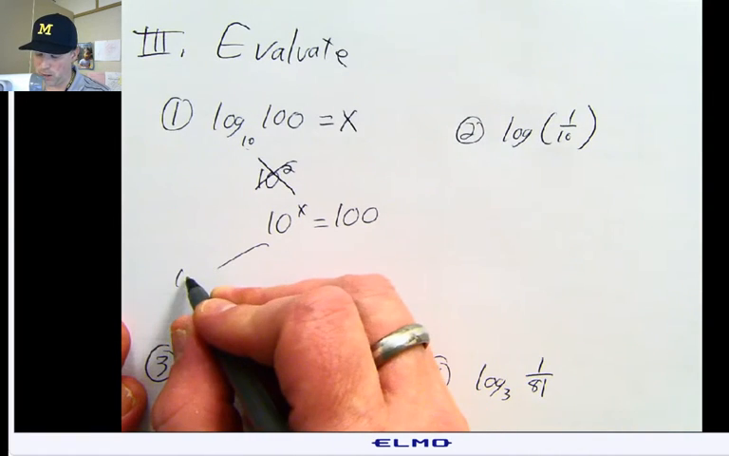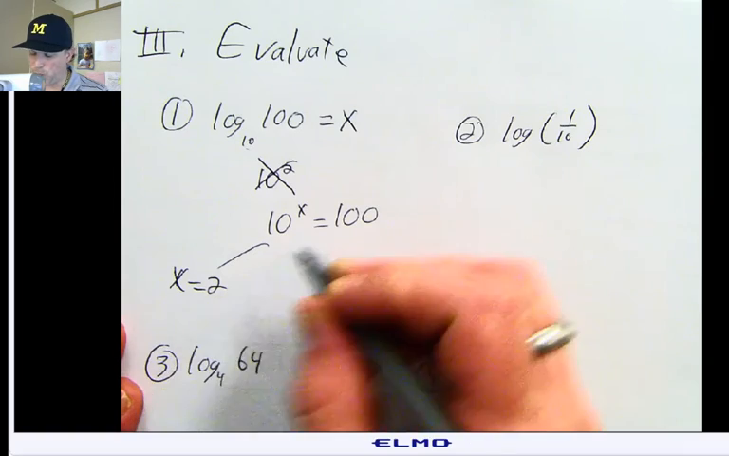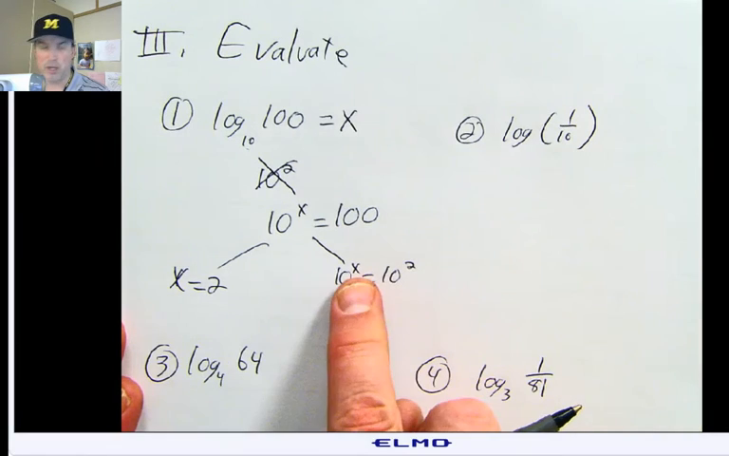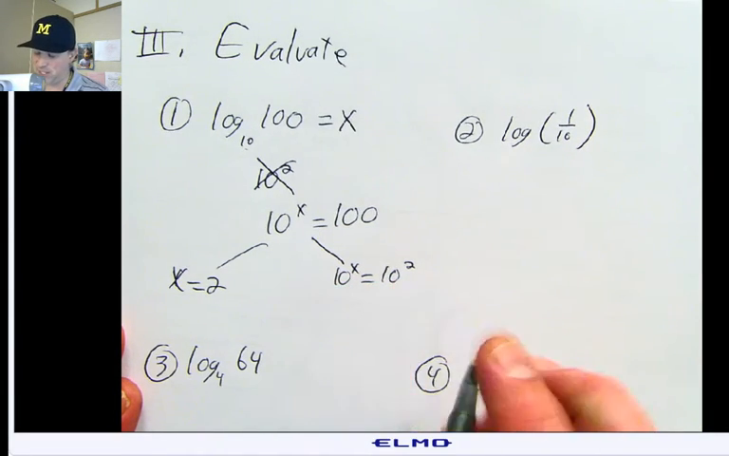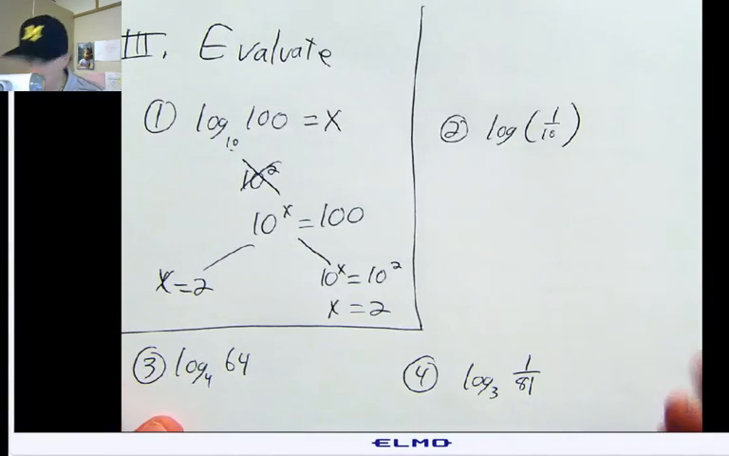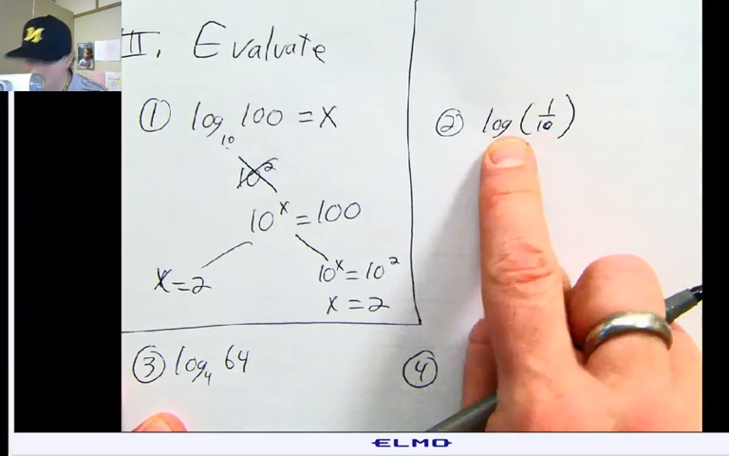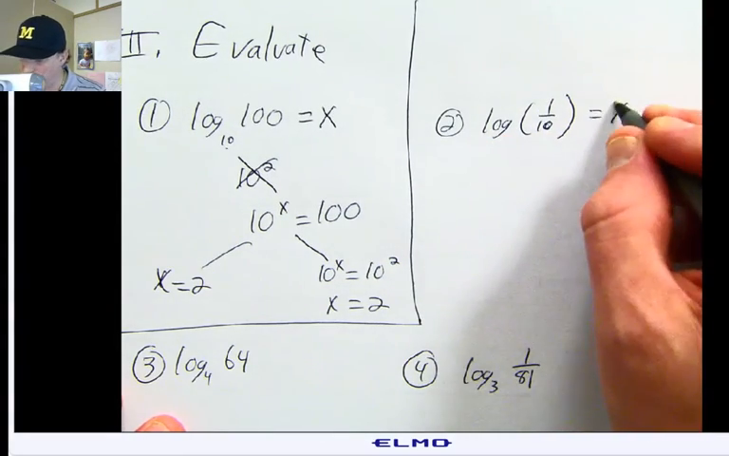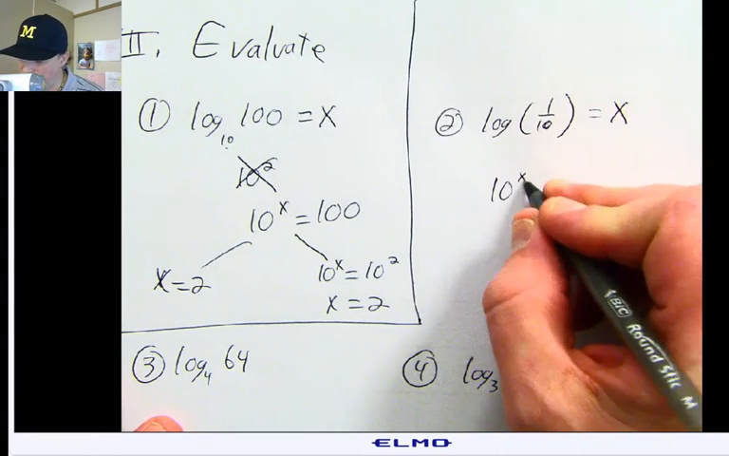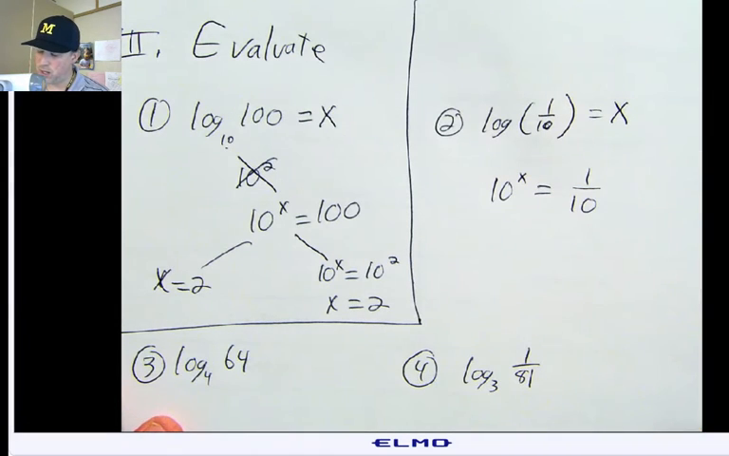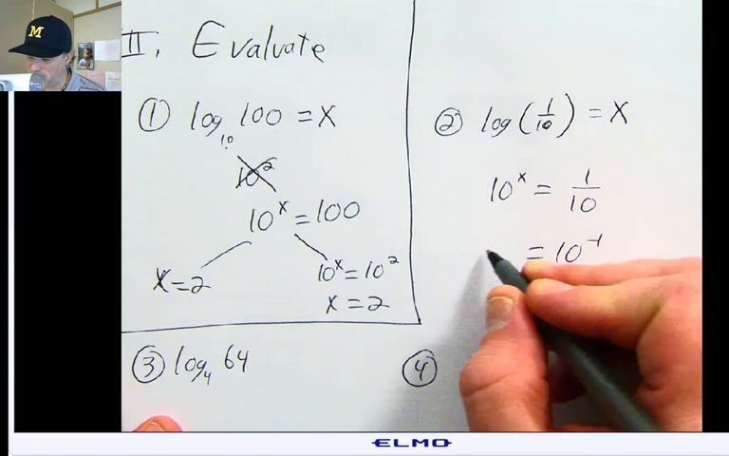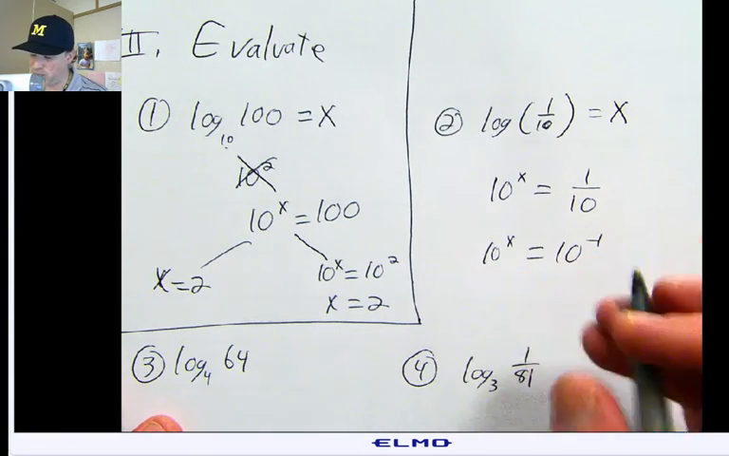That's one way of thinking about it, just going x equals 2. What I really did is use the change of base idea: 10 to the x is the same thing as 10 squared, and now that the bases are the same, I know that x is equal to 2. Just another way of thinking about it. Example 2. Log, no base, just log of 1 over 10, is equal to x. There's no number there, so it's assumed it's a 10. 10 to the x equals 1 over 10. Well, 1 over 10 is the same thing as 10 to the negative 1. So x is equal to negative 1.